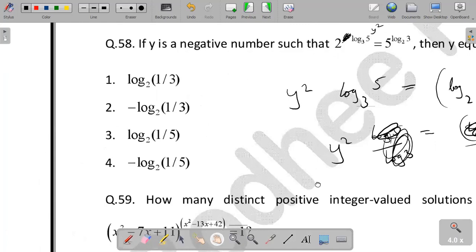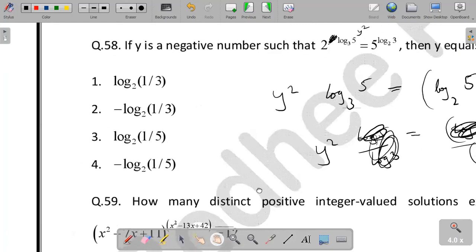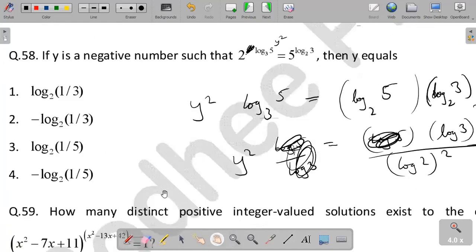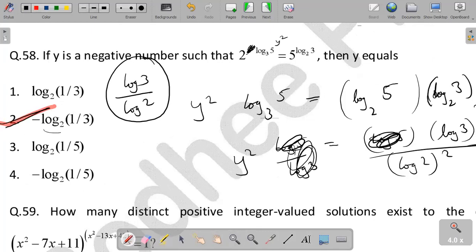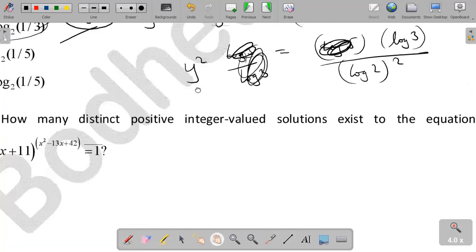Okay. So the answer choices are trickier. Basically, my answer should be log 3 by log 2. So let's see. Okay, this should be the correct one. This is the correct answer because if you convert it into this form, this is the only form given. Let's see the next question.